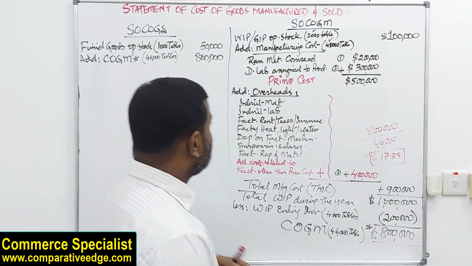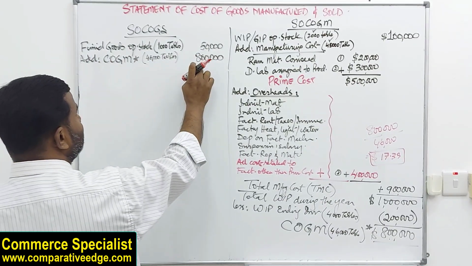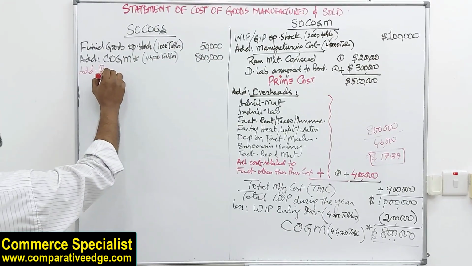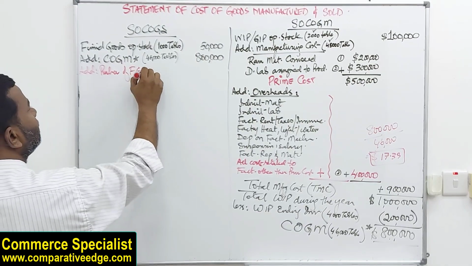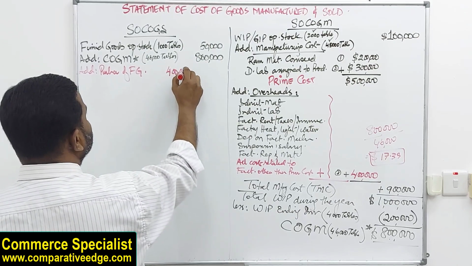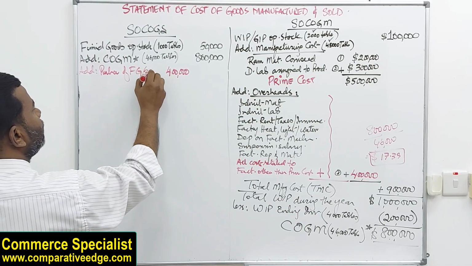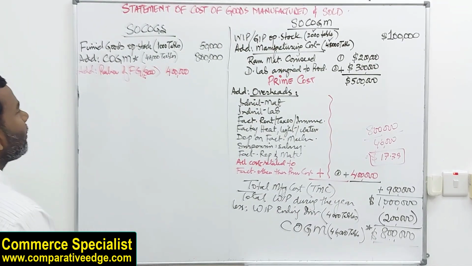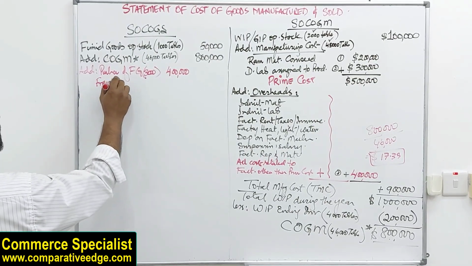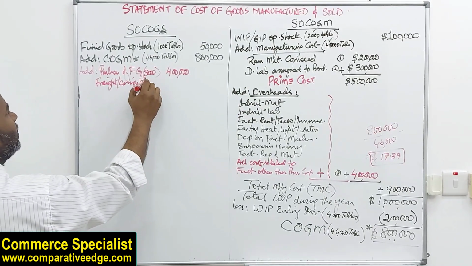So when you buy, I'm assuming we are buying also finished goods. We have manufactured 46,000 tables, 1,000 tables we already had, and we are buying more. So I'm writing here add purchase of finished goods. So let's assume we purchased finished goods worth 400,000. Assuming we purchased 3,000 more tables. And obviously when you purchase, you have to pay freight. You can write anything, freight, carriage, or transportation, they all mean the same.